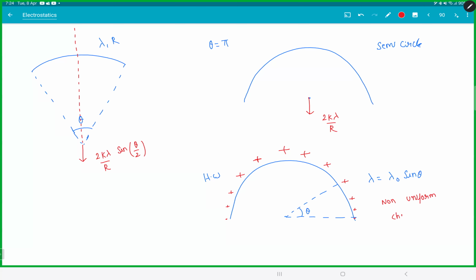Then they'll ask you to find the field at the center. You can try this as homework. I'll give you the answer also. You can verify. It is k lambda by r into pi by 2.